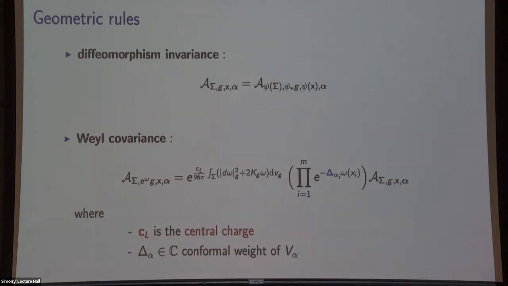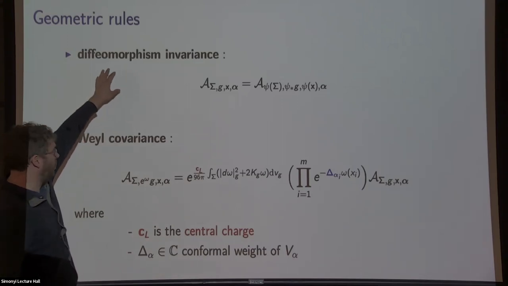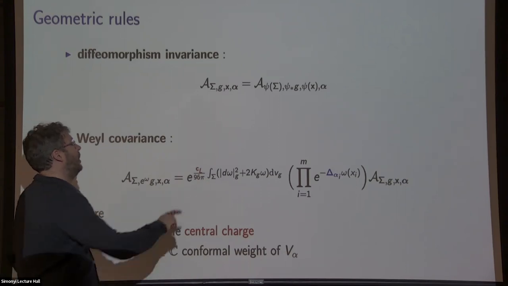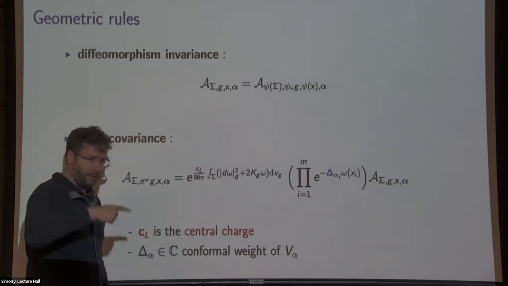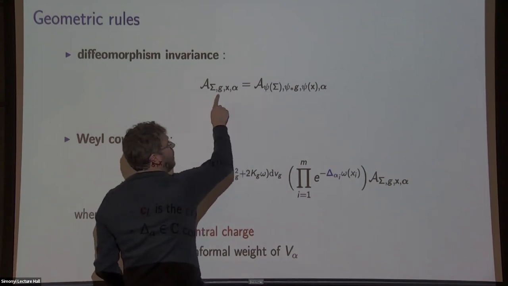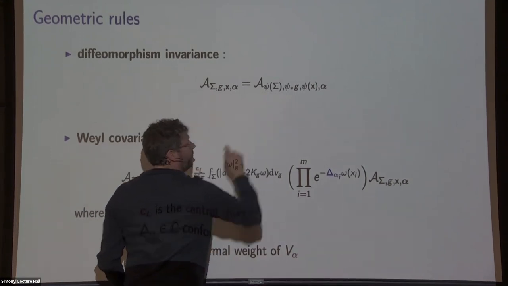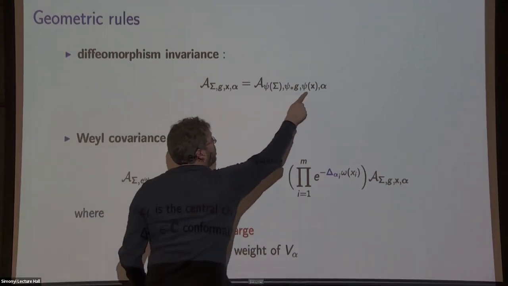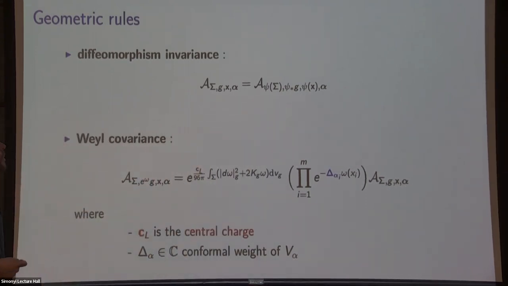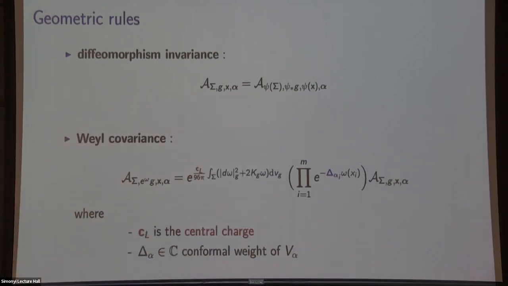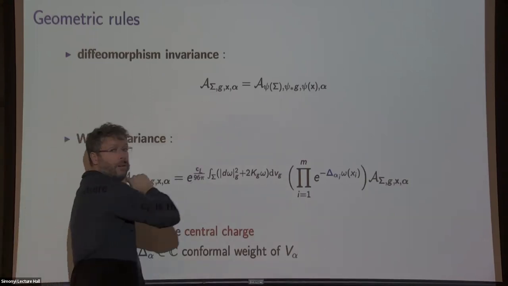So here are the geometric rules that these amplitudes satisfy. If I take an orientation preserving diffeomorphism, it has to be invariant. If I map my surface to another one by psi, I can push forward the metric on sigma. The points x get mapped to psi of x by my diffeomorphism, and I don't change the weights. The first axiom is that these quantities should be diffeomorphism invariant.